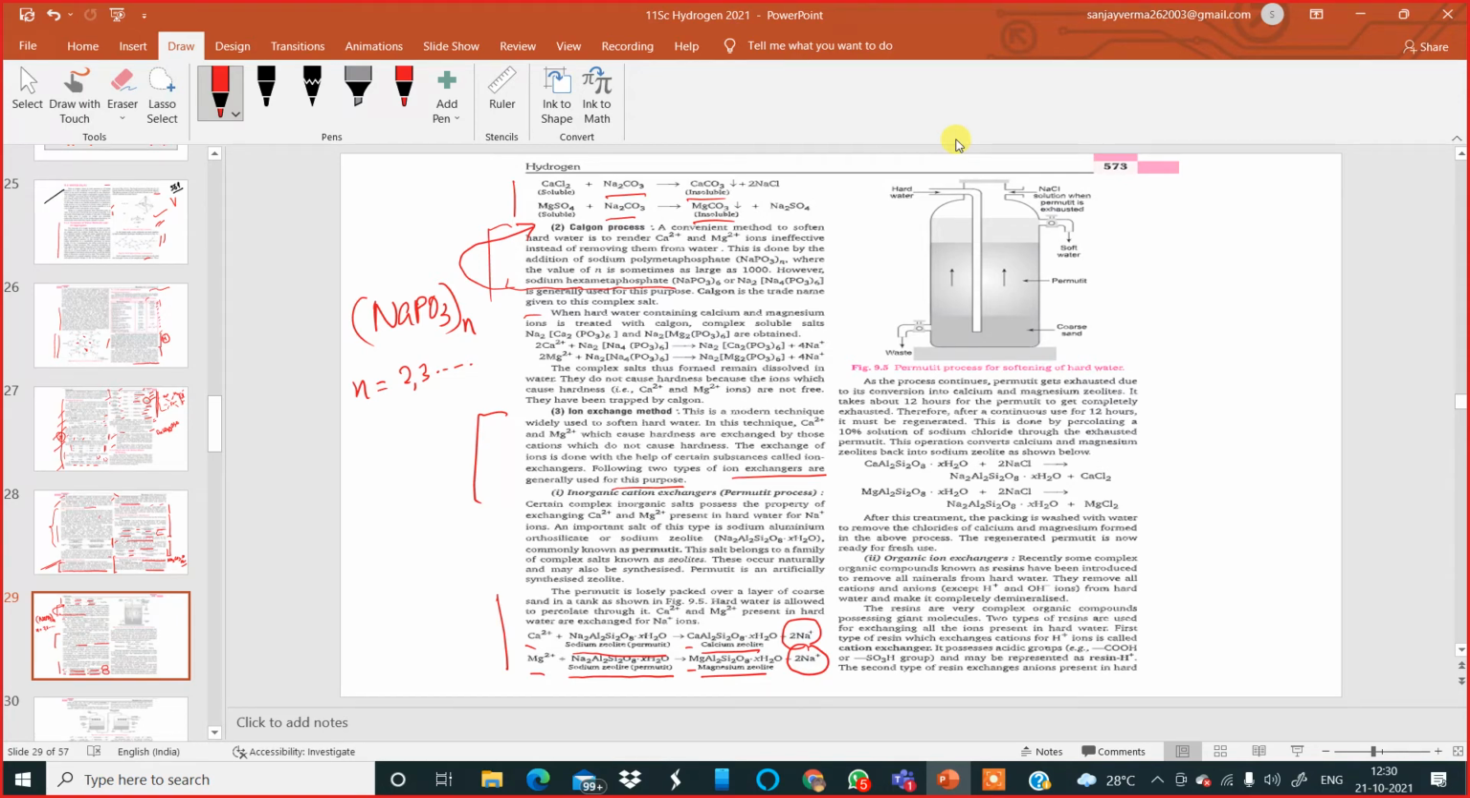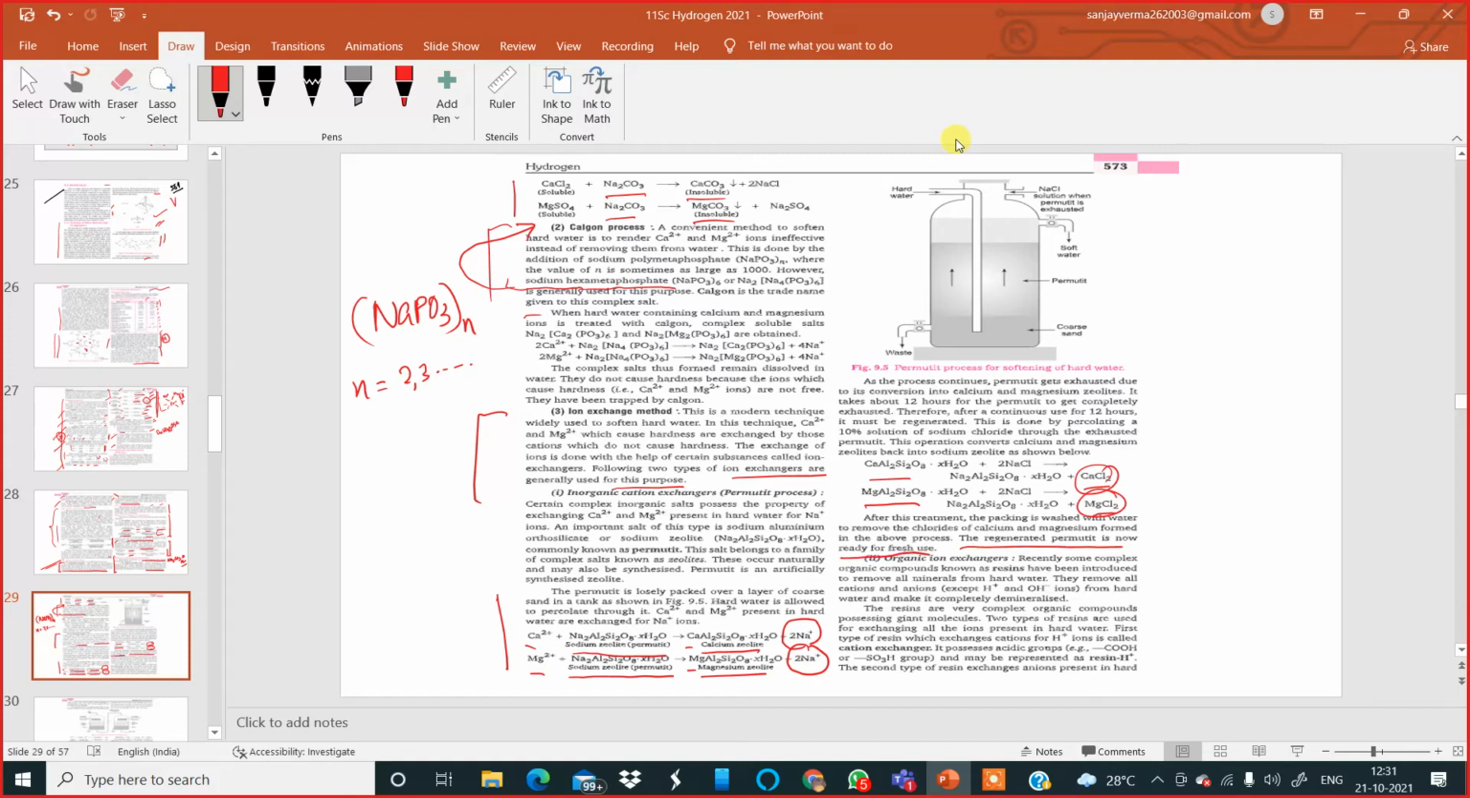Okay, now as the process continues, permutit gets exhausted due to its conversion into calcium and magnesium zeolites. It takes about 12 hours for the permutit to get completely exhausted. Therefore, after continuous use for 12 hours, it must be regenerated. This is done by percolating a 10% solution of sodium chloride. So to this calcium zeolite and magnesium zeolite, we add 10% sodium chloride solution to regenerate the salt. Then the packing is washed with water to remove the chlorides of calcium and magnesium, and the regenerated permutit is now ready for use again.